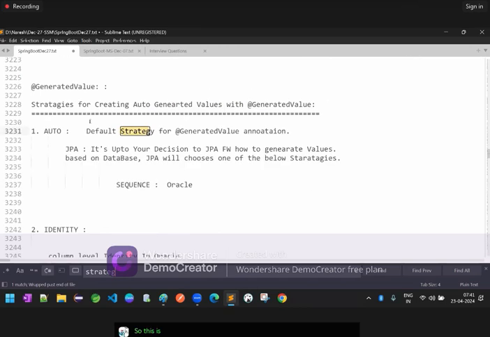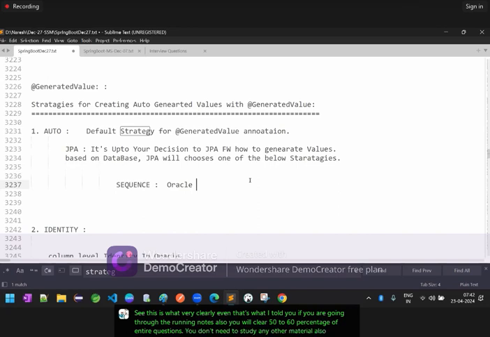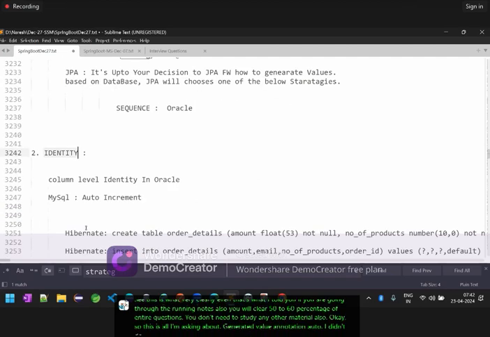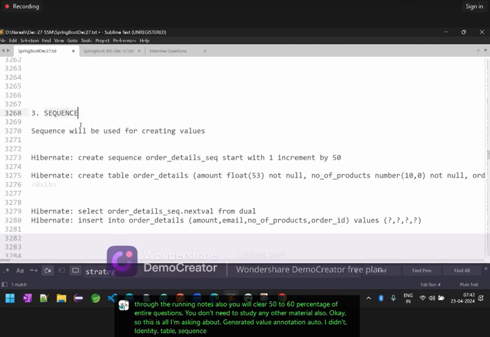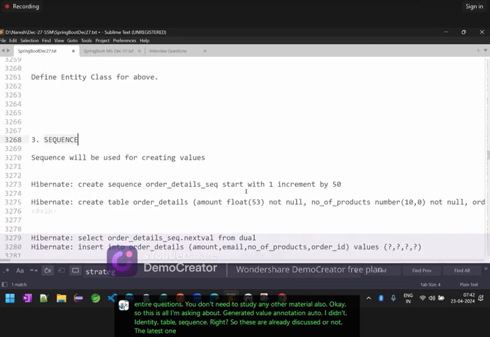See, this is what I told you very clearly. If you go through the running notes, you will clear 50 to 60% of interview questions. You don't need to study any other material. So this is all I'm asking about: strategies for the GeneratedValue annotation: auto, identity, table, sequence, right? So these are all we discussed or not. The latest one, we have the fifth one. What is that?